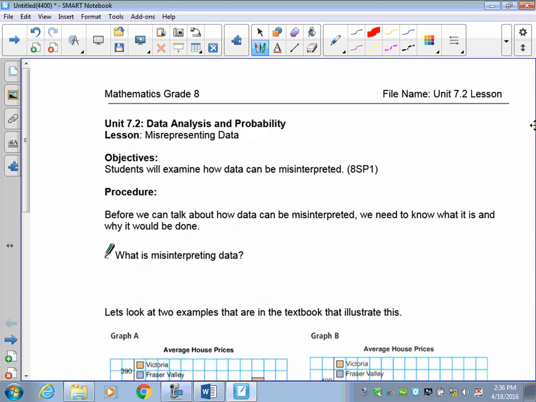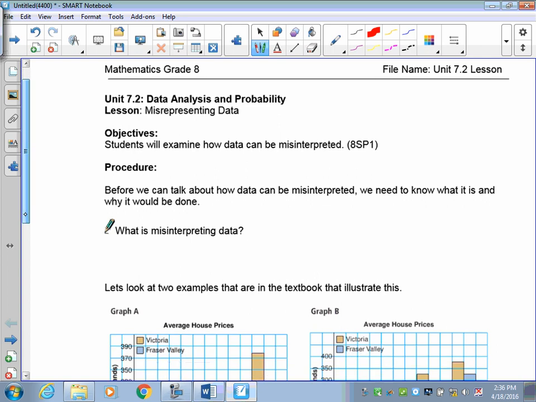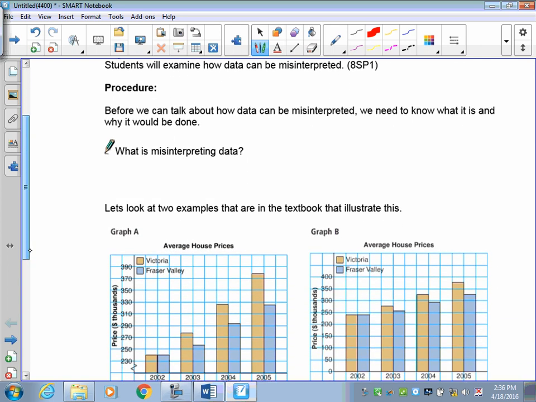Okay, welcome to lesson 7.2. We're now going to continue our work with our graphing. Now we're going to take a look at how data can be misinterpreted.